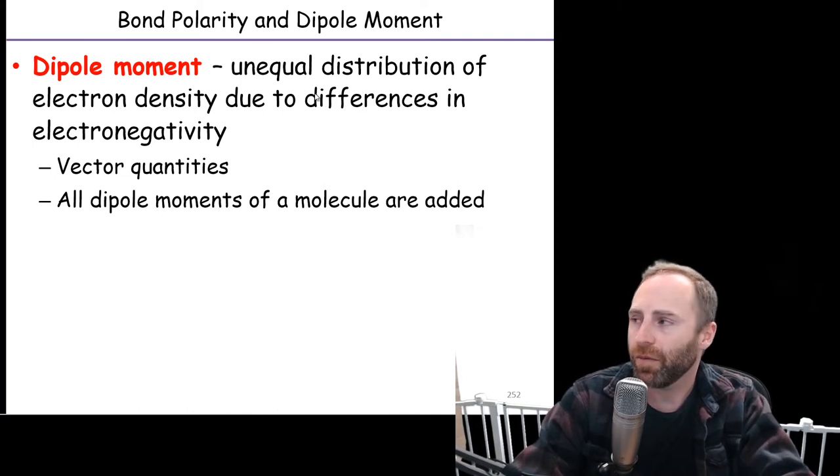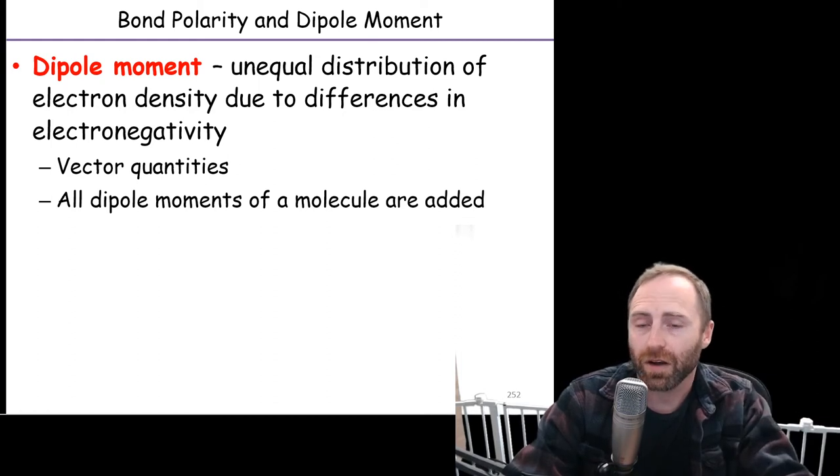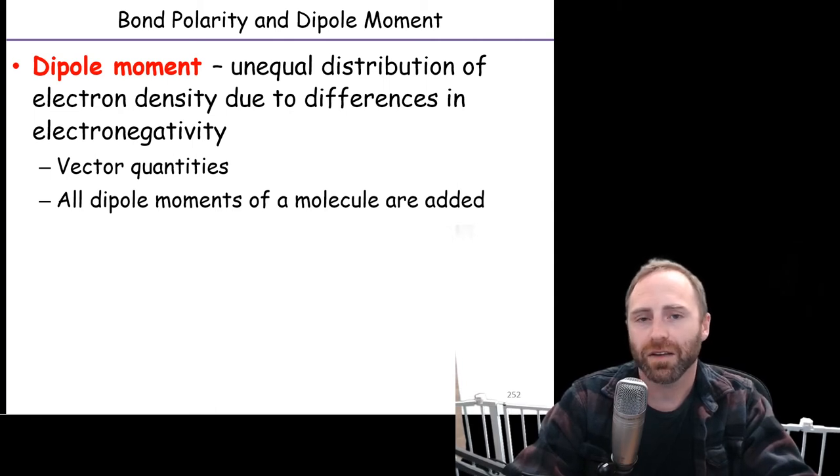So a dipole moment is going to be this unequal distribution of electrons caused by a difference in electronegativity. It's a vector quantity, and that's a physics term. By saying it's a vector quantity, it has both a direction and a magnitude.